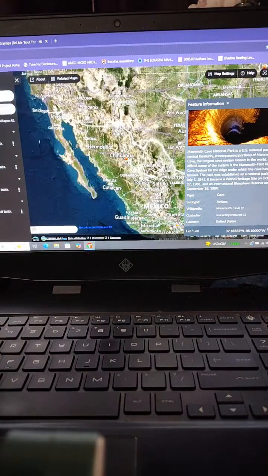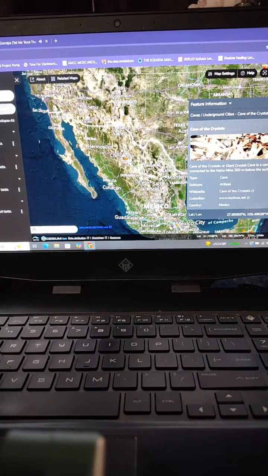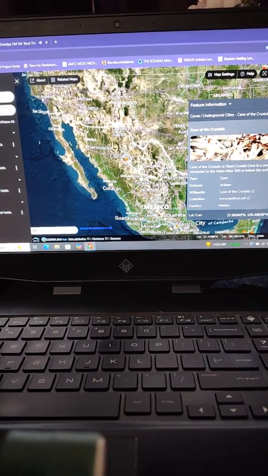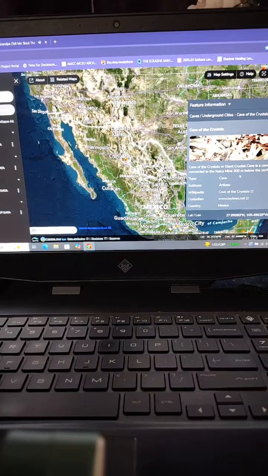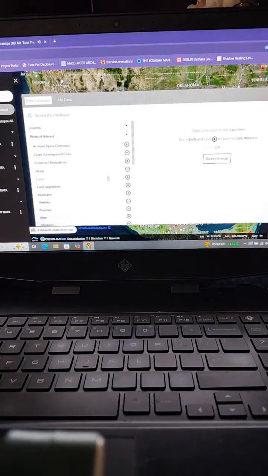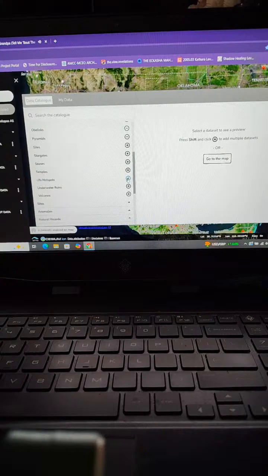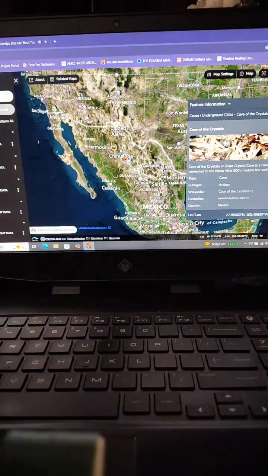Ah, Chihuahua. The Cave of the Crystals. Cave of the Crystals, or Giant Crystal Cave, is a cave connected to the Naica mine 300 meters below the surface. Interesting. So yeah, there's lots of stuff. Ooh, UFO hotspots. Let's look at that.